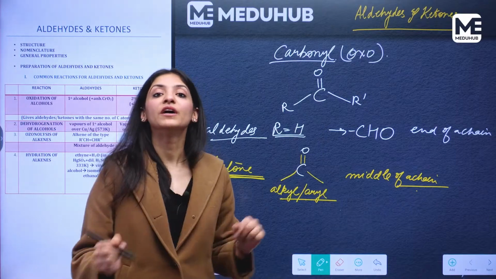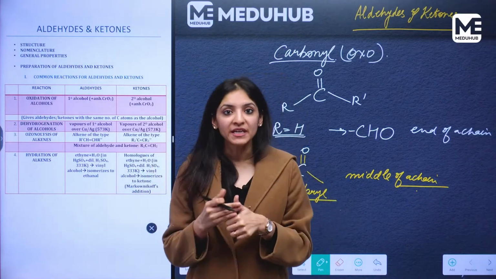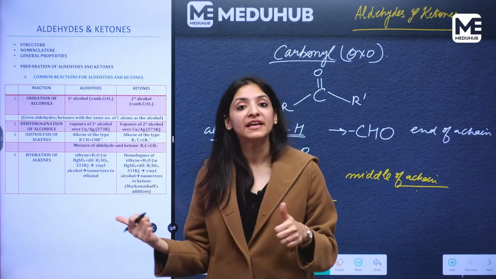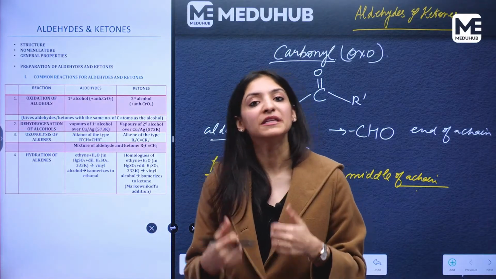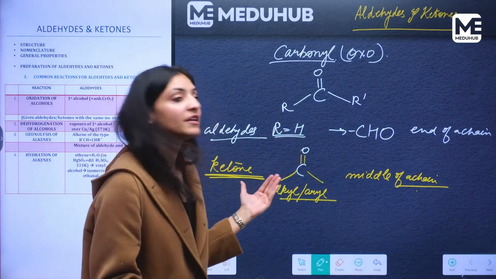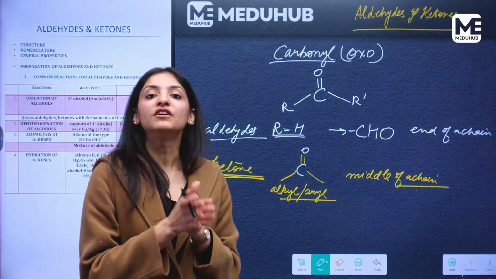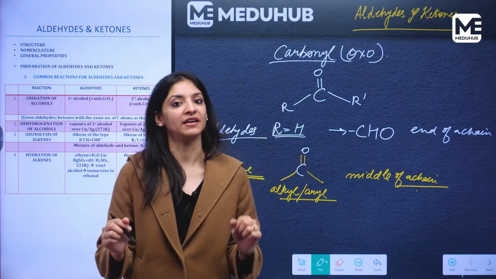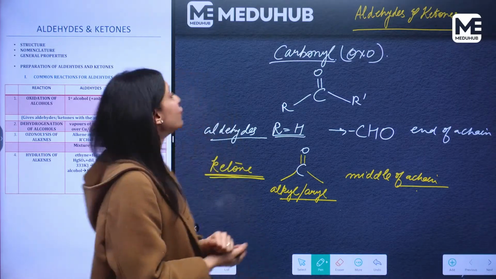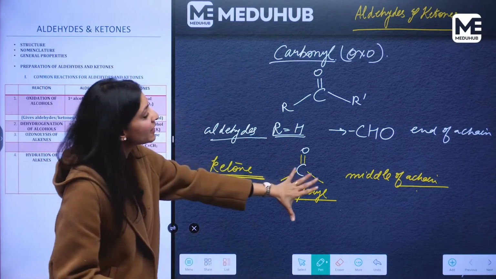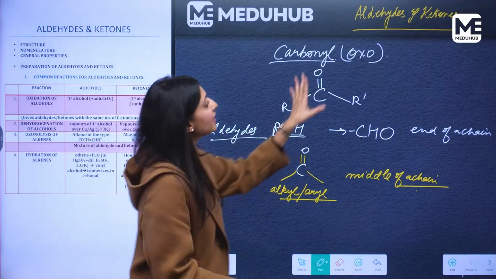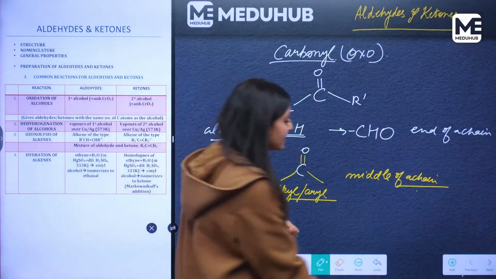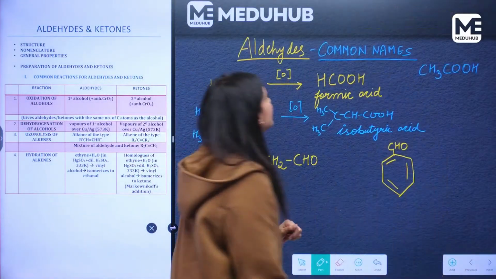In today's video, we are going to be covering the general properties of aldehydes and ketones, their structure, their methods of preparation, and of course their nomenclature. This will be a two-part video. In the second part, we will be covering all the reactions of aldehydes and ketones. So let us move forward. So this is what aldehydes and ketones are. They contain a carbonyl carbon. Now let us see how they are named.